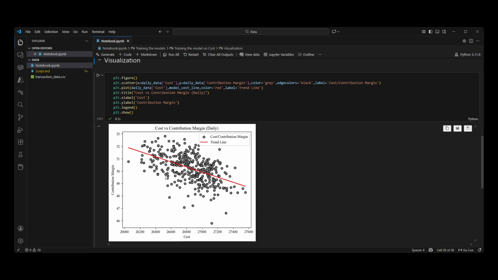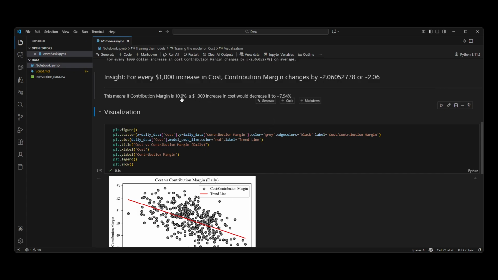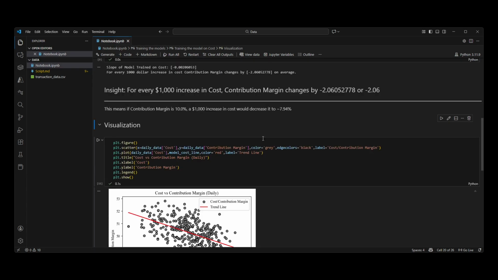So these black dots are cost versus contribution margin, and our red line here is our model's predictions. So we are seeing that there is a negative relationship. As cost increases, contribution margin decreases. So they're related inversely. And this is to be expected. When your costs are high, your margins are squeezed. This is exactly what we would expect. But our model also gave us this insight where we can see that negative 2.06 change, where if it were 10%, it would drop to 7.94%.